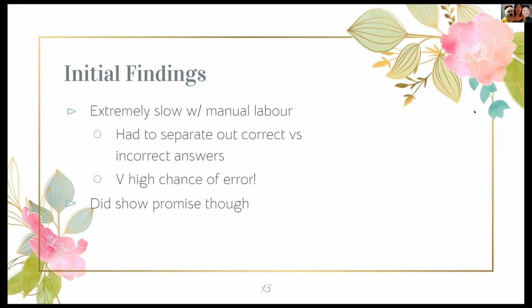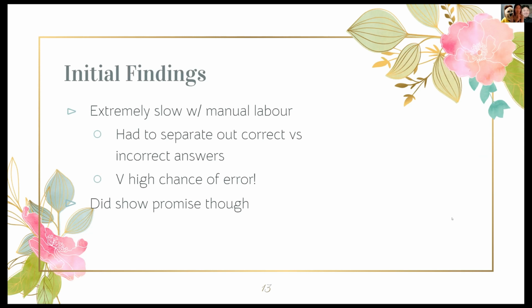Okay, so for the initial findings, initial experimentation was really, really slow and a lot of it had to be done manually. Basically you had to separate out the correct calculations from the incorrect ones. There were a high number of incorrect ones due to all the errors. And this is reflective of one of the big hot topics of today's research. So does anyone have any thoughts as to what that might be?